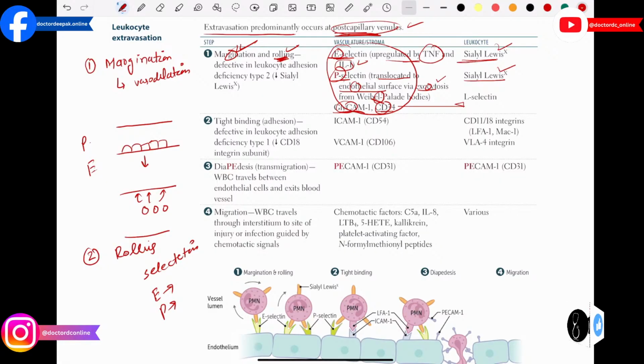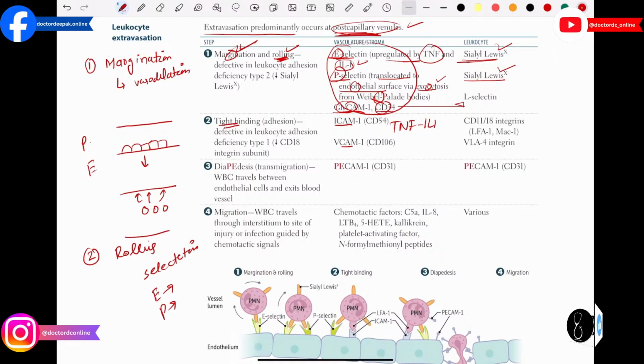Then after that we have the third step, or according to your first step, the second step, that is adhesion, and it is also called tight binding. Again we have to understand the basic concept: what are the cellular adhesion molecules that are upregulated on the endothelium? These are ICAM and VCAM. ICAM and VCAM are the cellular adhesion molecules that are upregulated on the endothelium by tumor necrosis factor and interleukin 1. So please keep this in mind.